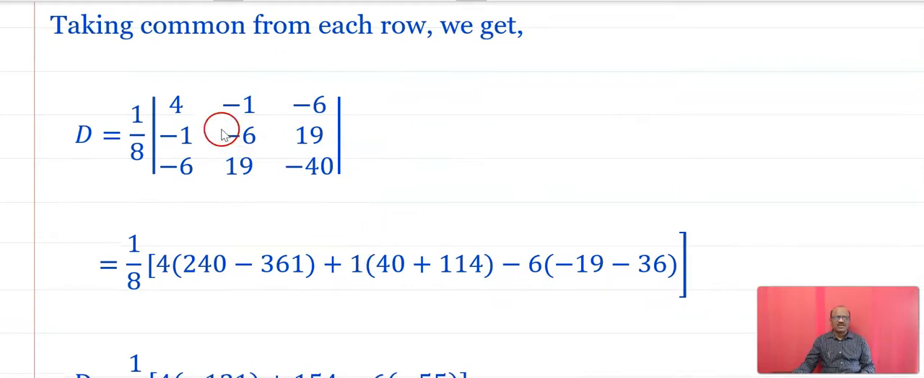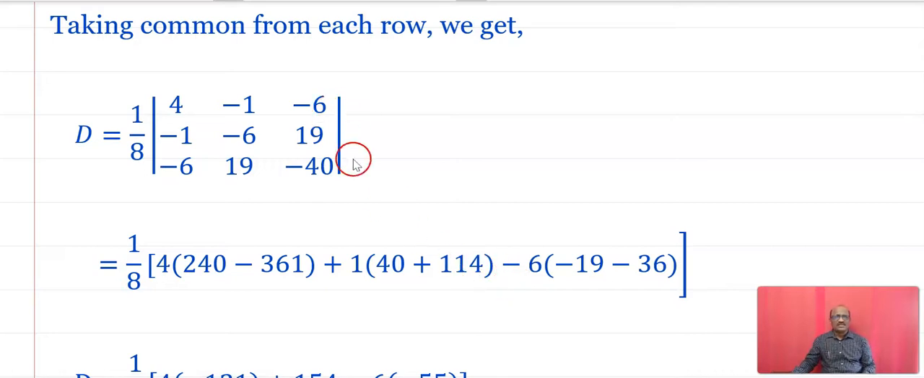And the product of this minus 1 and minus 40, that will become plus 40. And the product of 19 into minus 6, that will be minus, and that minus and minus will become plus. That is 19 into 6 is 114.